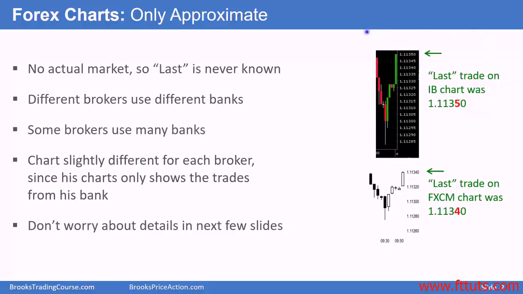For example, this top chart is from Interactive Brokers, IB, and you can see the red 5 here. That is the current last trade on this 5-minute bar. And this is the identical time, but a chart from the FXCM broker, and you can see the last trade was 1 pip lower.